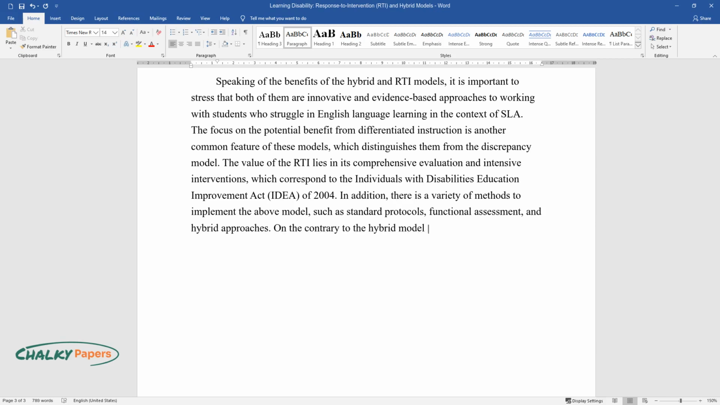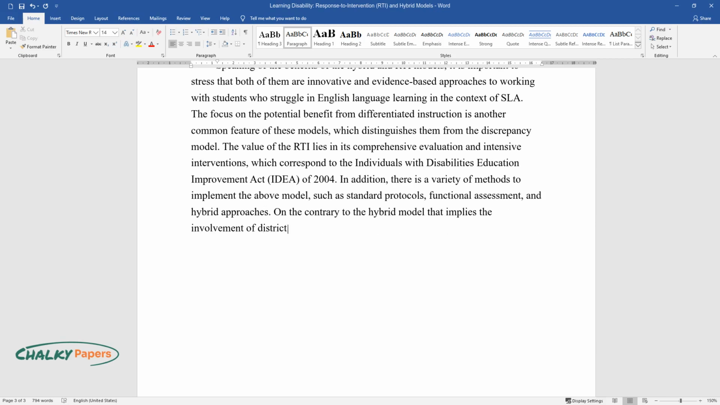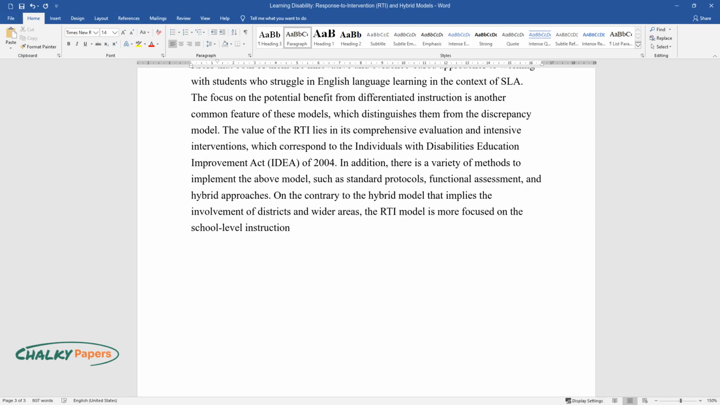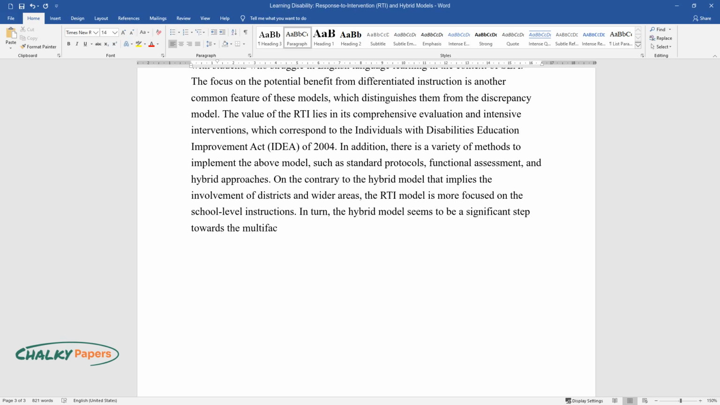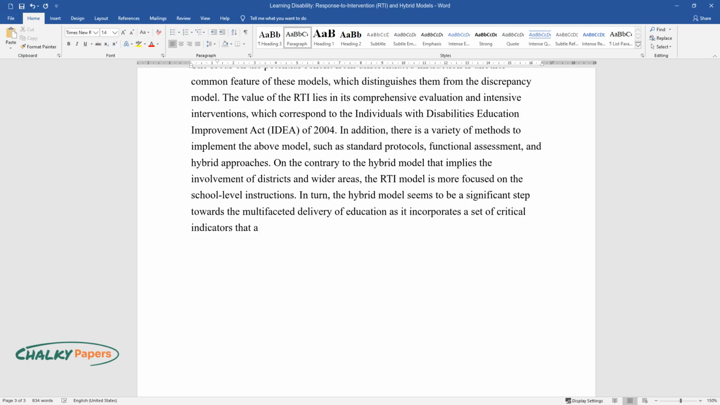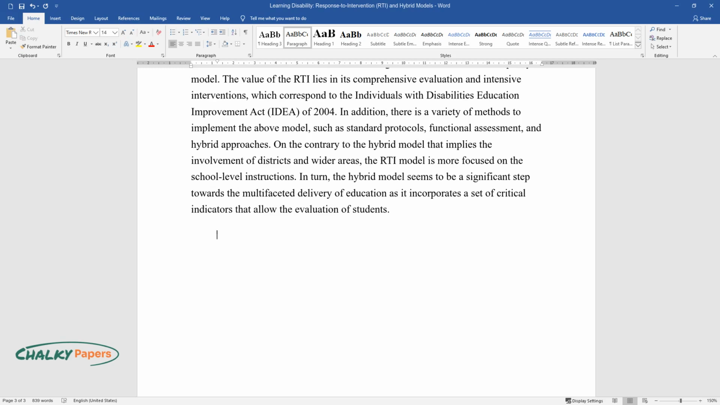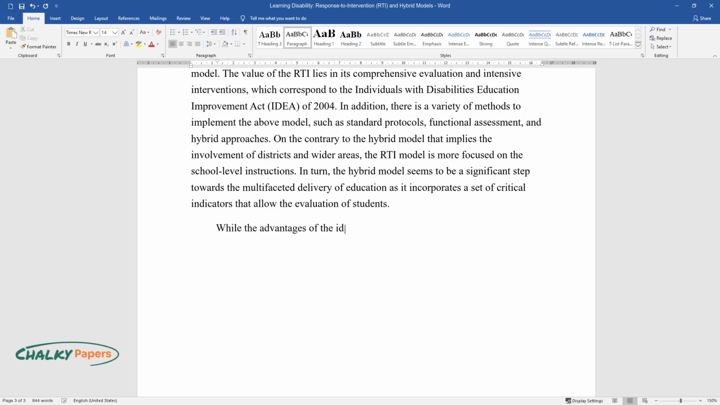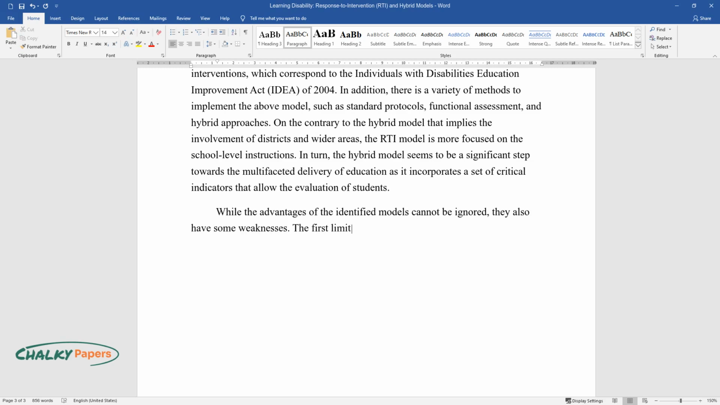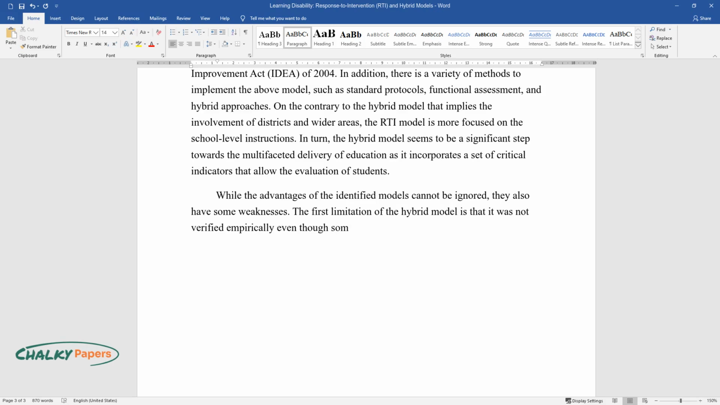In contrast to the hybrid model that implies the involvement of districts and wider areas, the RTI model is more focused on the school-level instructions. In turn, the hybrid model seems to be a significant step towards the multifaceted delivery of education as it incorporates a set of critical indicators that allow the evaluation of students. While the advantages of the identified models cannot be ignored, they also have some weaknesses. The first limitation of the hybrid model is that it was not verified empirically, even though some studies tried to address one or several issues.